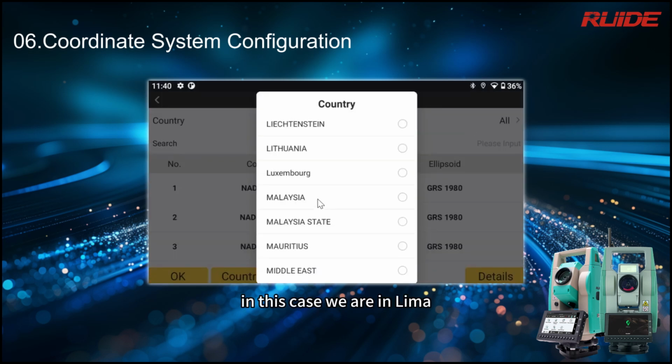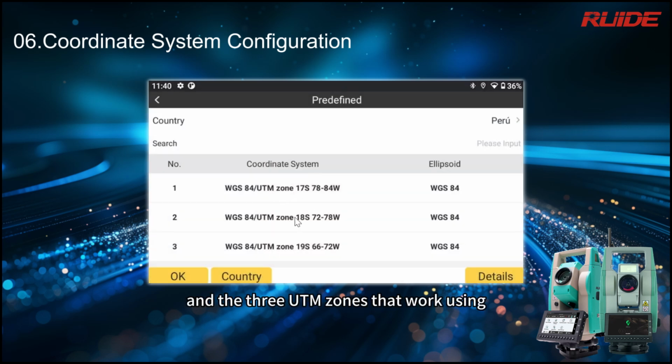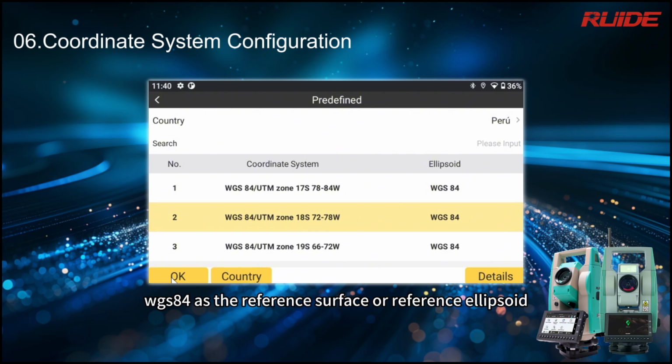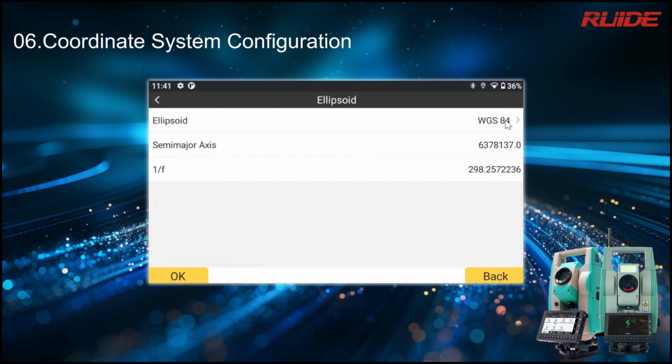In this case, we are in Lima. We search for Peru, and the 3 UTM zones that work using WGS84 as the reference surface or reference ellipsoid are already predefined. We are going to select 18 South, which would be the projection of Lima. We can review the details.